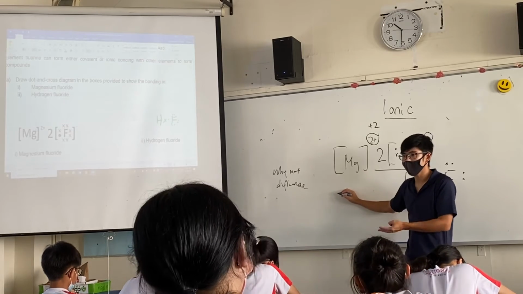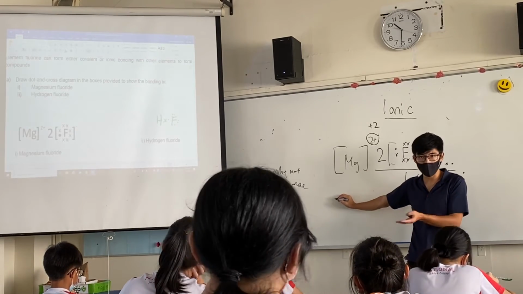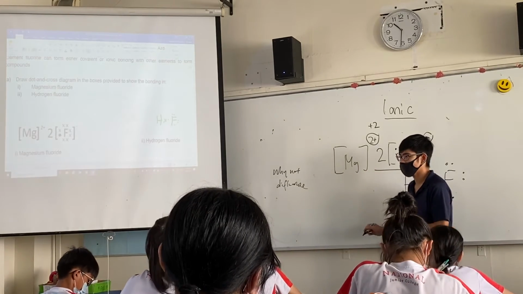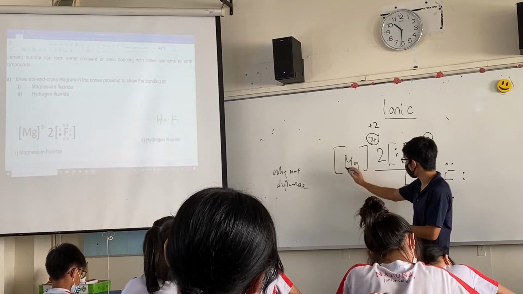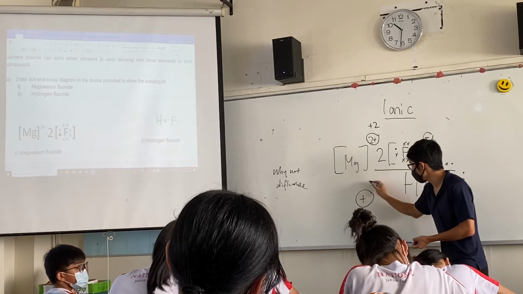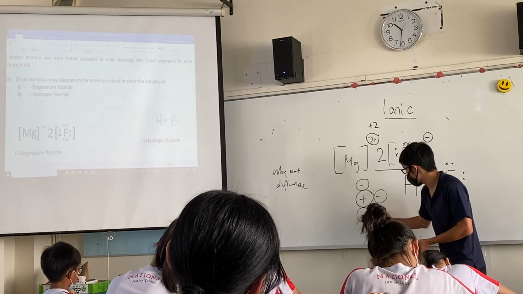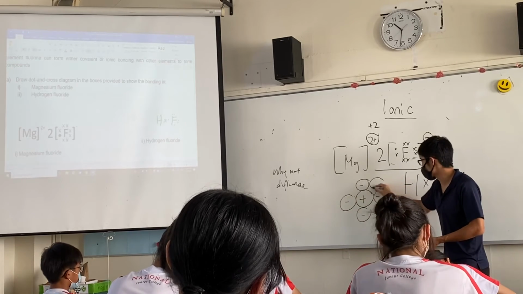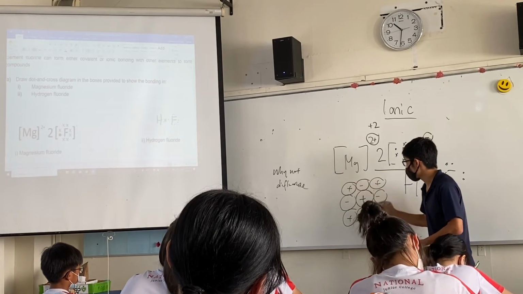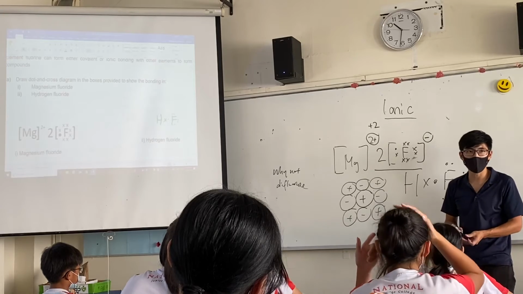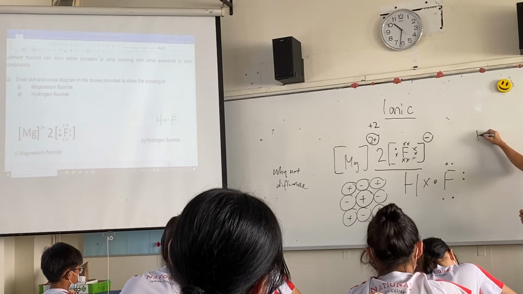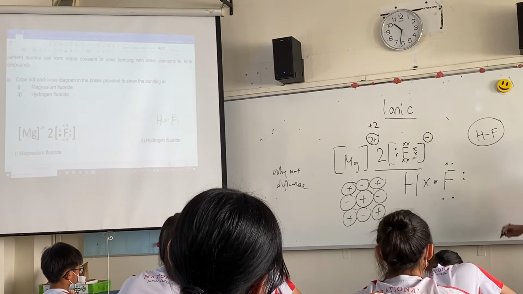Because it's a ratio that we're talking about. The interaction is a ratio, and we cannot quite pinpoint how many exactly are interacting with how many. So that's why we just call it magnesium fluoride, not magnesium difluoride. For every magnesium surrounding it, there are fluorines. That's what an ionic compound is. It is a giant lattice structure, quite vast and endless. There is a fixed ratio, but it's not like hydrogen and fluoride where they are just one molecule.